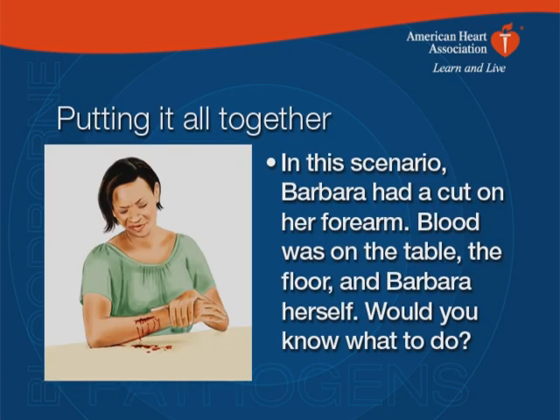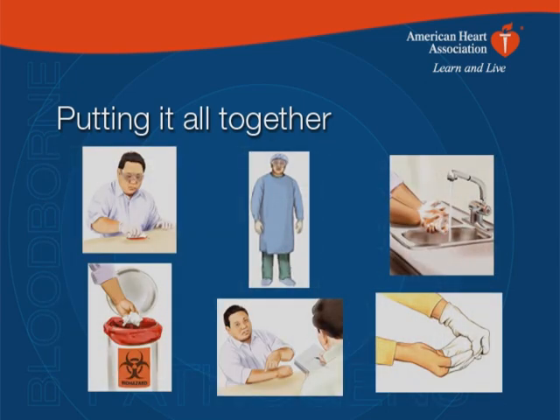In this scenario, Barbara had a cut on her forearm. Blood was on the table, the floor, and Barbara herself. Would you know what to do? Put the following actions in the correct order by numbering the steps from 1 to 5.